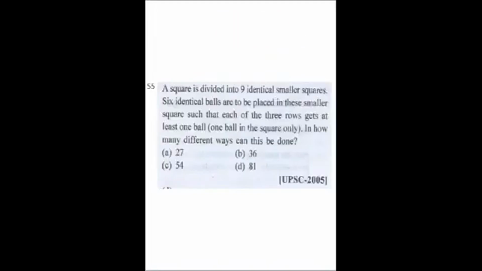A square is divided into 9 identical smaller squares. 6 identical balls are to be placed in these smaller squares such that each of the 3 rows gets at least one ball in the square only. In how many different ways can this be done? Here we have these 9 squares and 6 balls are there.